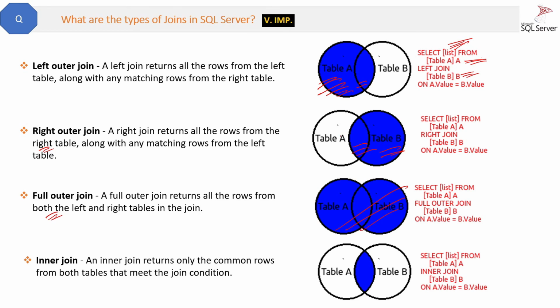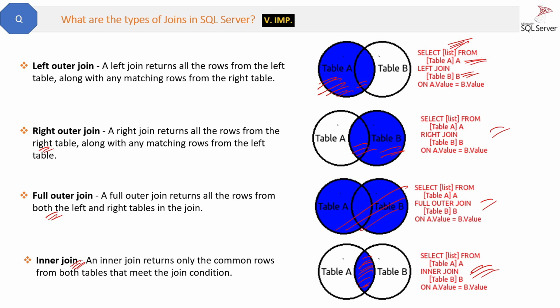Now the most important and the most used one is, yes, inner join. An inner join returns only the common rows from both the tables that meet the join condition. You can also see the query for this inner join and all these joins. It is pretty simple and straightforward. Based on your requirement, what kind of final result you want, you can use the types of join in your queries.